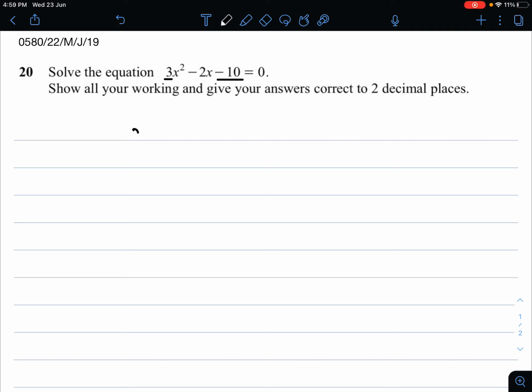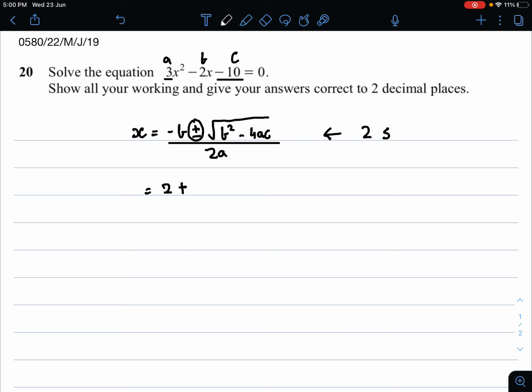So that formula is x equals minus b plus or minus the whole root of b squared minus 4ac, whole thing divided by 2a. So let's go ahead and solve this. You have your a term as 3, your b term as minus 2, and your c term as minus 10. So minus b would be minus of minus 2, which is 2, plus, so this plus or minus means there are 2 scenarios.